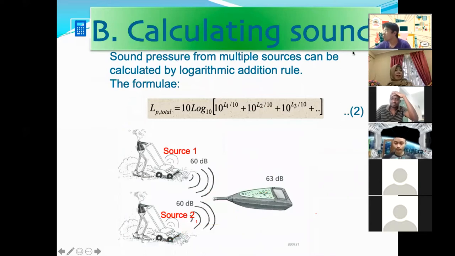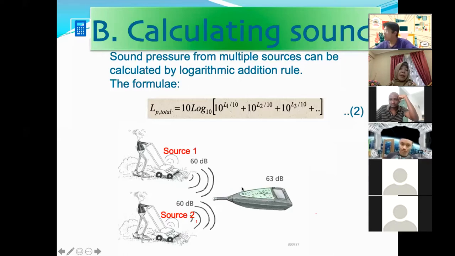Now we go to the next topic, calculating sound. This is very important. If you have more than one source, you can see here, these two people produce sound using machines. The sound produced is 60 dB each. So the reading from these two sound sources is not 120. You cannot add arithmetically. Instead, you need to total using the log.